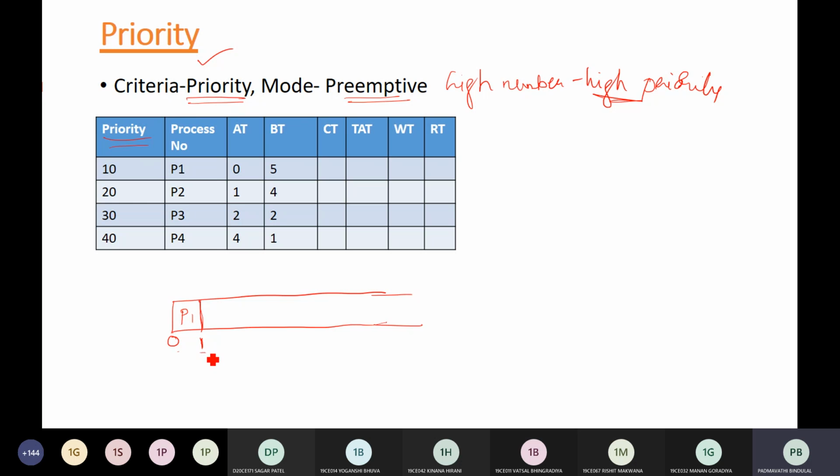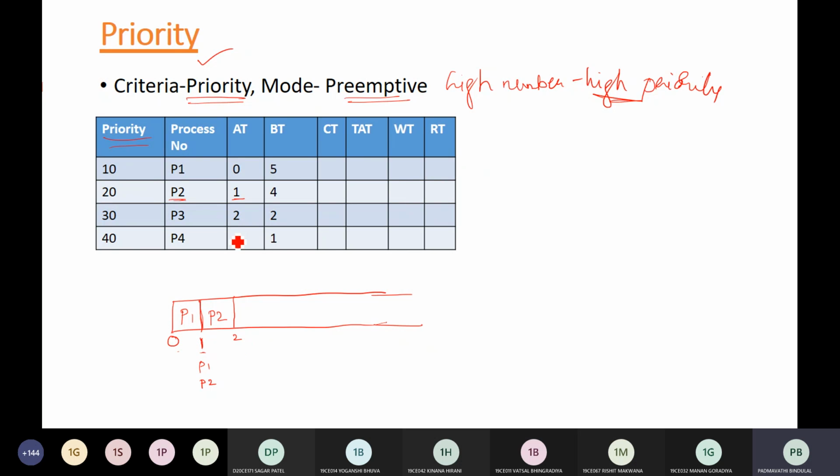Now in the first instant of time, in your ready queue, you currently have the P1 process. Then in the first instant of time, you also have your P2 process that has arrived into the system. So P2 is also there. Now when you have two processes, you have to check the priority. The priority of P1 given is 10, P2 priority given is 20, and I have told you high number, high priority. So the high number here is 20, so P2 is having high priority. I am supposed to execute the P2 process, and I have to execute it again for 1 second only.